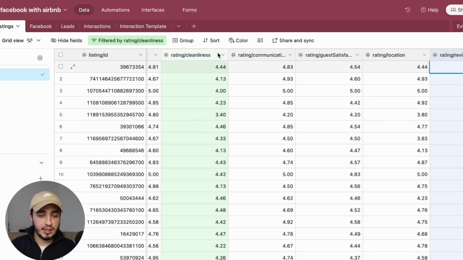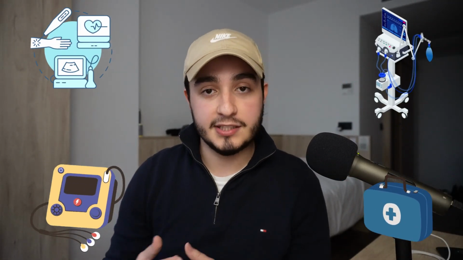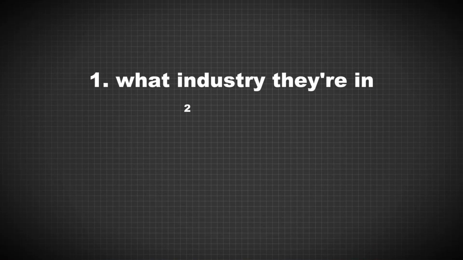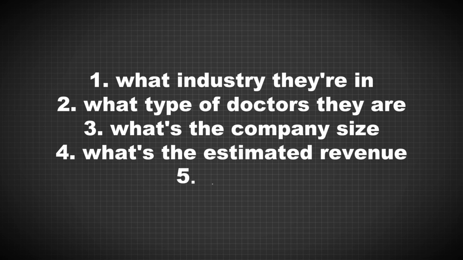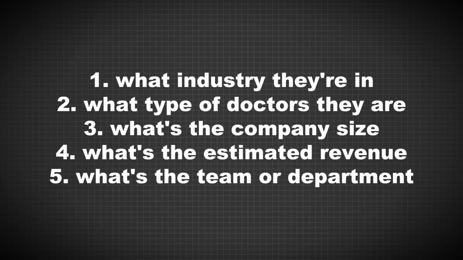Now, obviously, if you're working in a B2B setting, we would be looking at different types of data. Maybe, for example, you are selling to hospitals or to big medical device companies and you want to know what industry they're in, what type of doctors they are, what the company size is, what the estimated revenue is, and what team or department that person is in. And then with all that information, you would be able to feed it to a prompt to generate the proper message to send to that person.